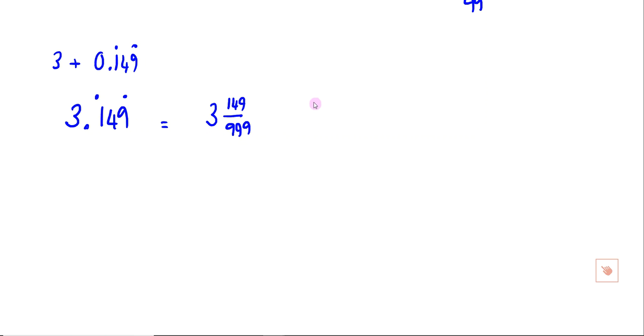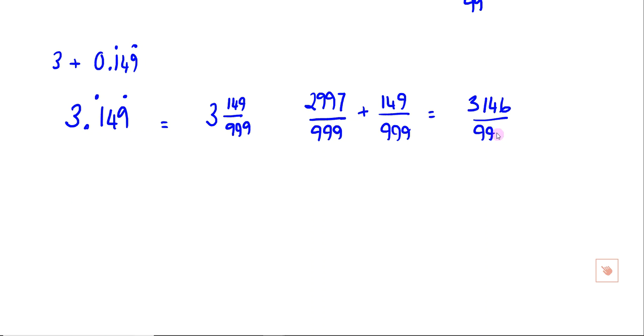It's a big number. So it'd be 2,997. It's actually quite easy, no? 3 lots of 1,000, take away 3, over 999. And then plus 149 over 999 gives me 3,146 over 999. Okay, so that'd be that other form. All right, so that was the next stage up.